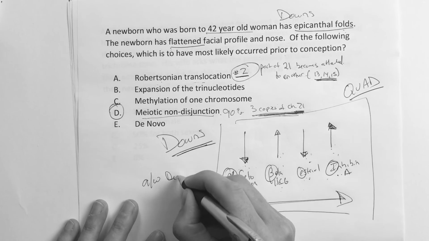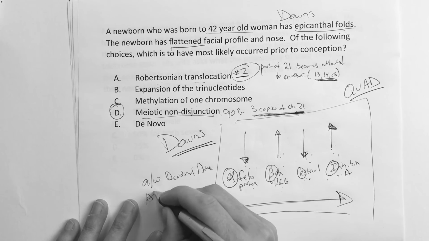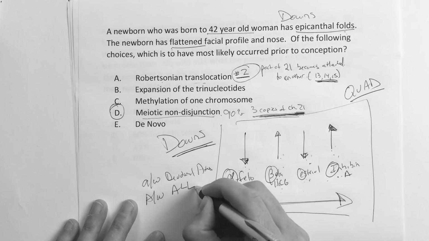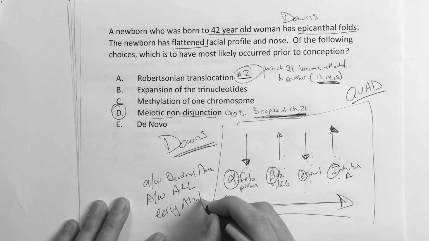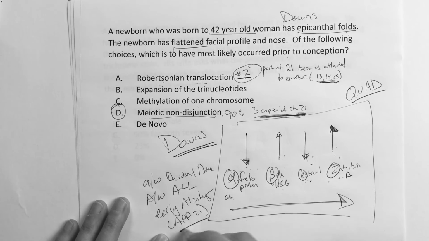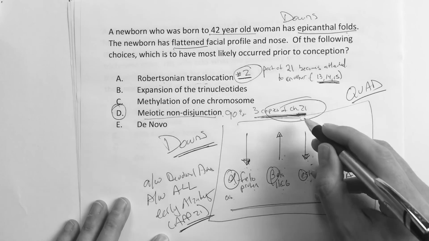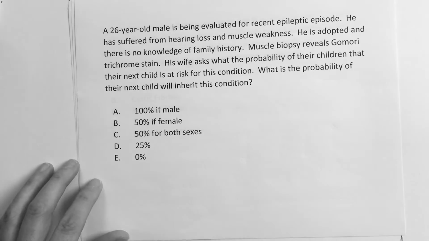Downs is associated with duodenal atresia. Associated with ALL, and early Alzheimer's, because we said that is amyloid precursor protein on chromosome 21. And since they have 3 copies of them, they have a little extra Alzheimer's risk there.